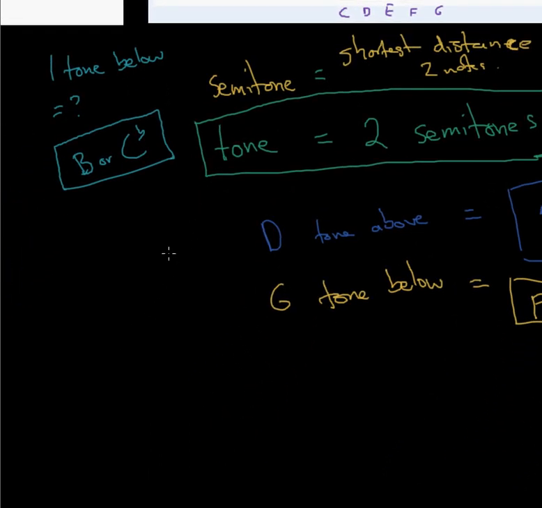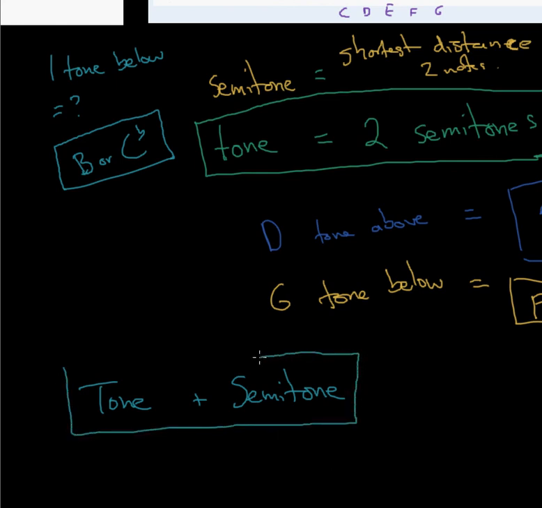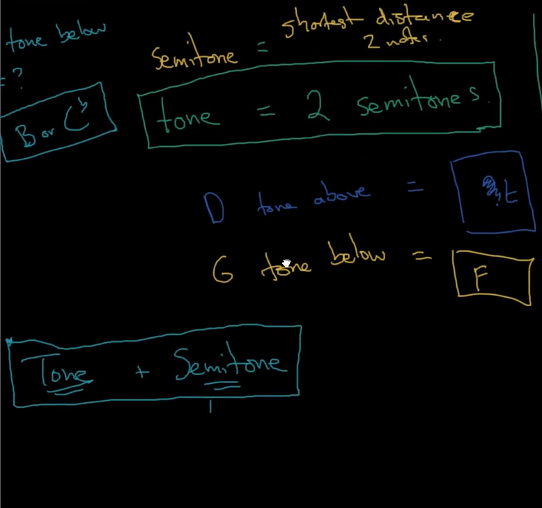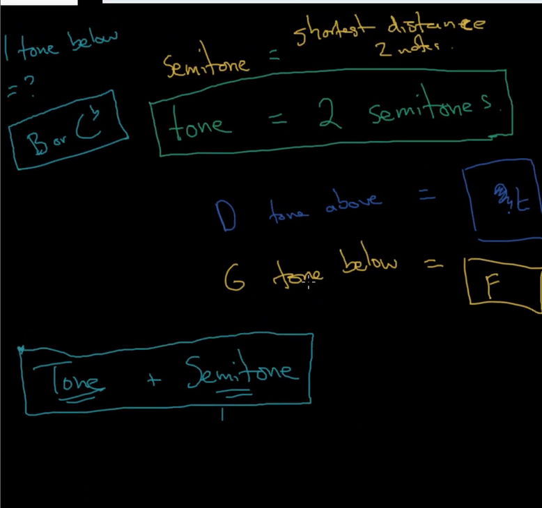Because knowing the difference between a tone and a semitone is very, very important for what we are going to look at in the future. So the tone and the semitone. You should be able to say, yep, a semitone is the shortest distance between two notes, and a tone is 2 semitones. That needs to be ingrained into your brains. You need to know that.